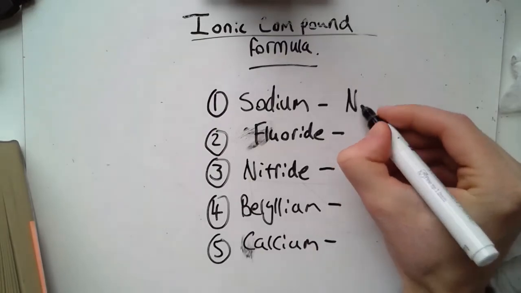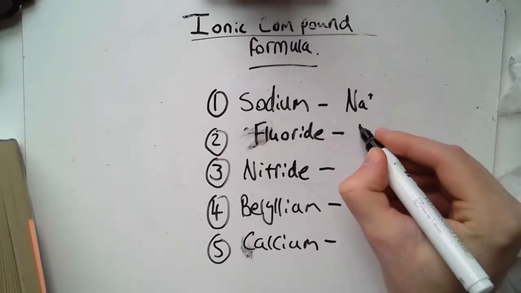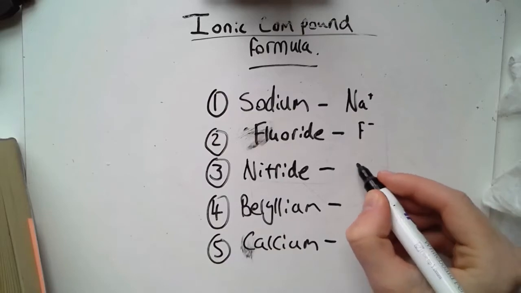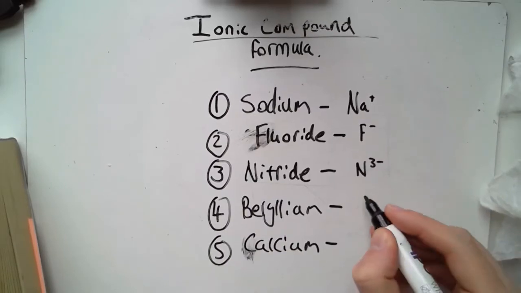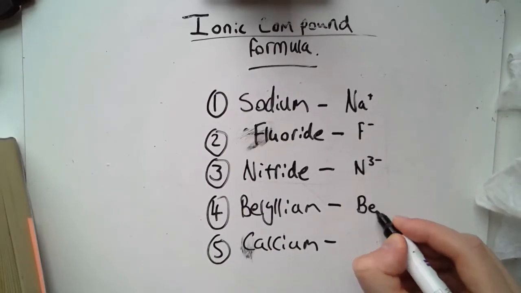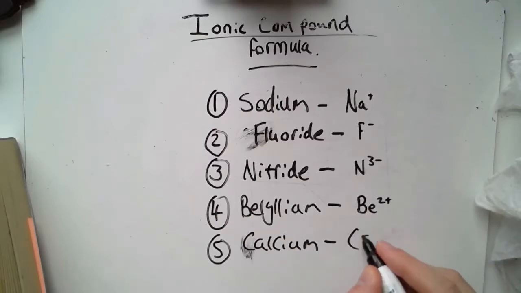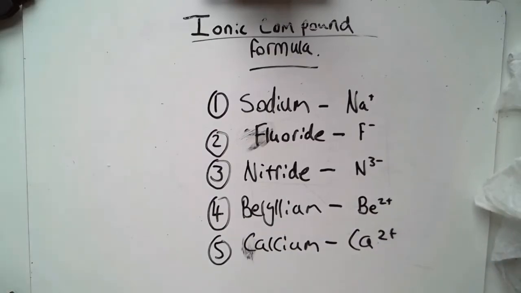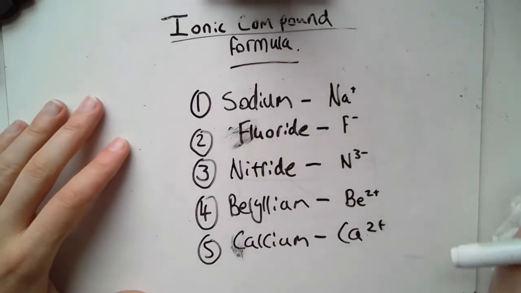Okay, so sodium is Na+, fluoride is F-, nitride is N3-, beryllium is Be2+, and calcium is Ca2+ as well. So there we go. We've worked out how we can find the formula for an ion.